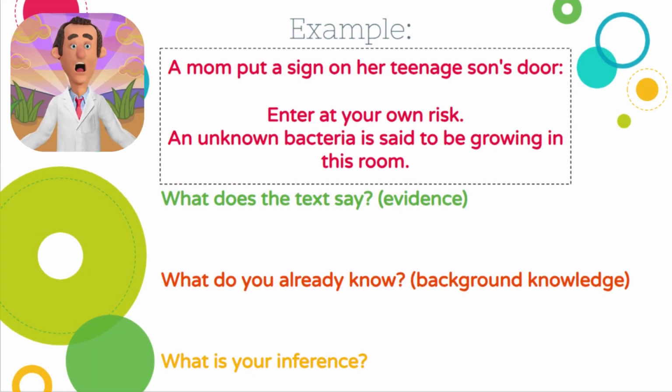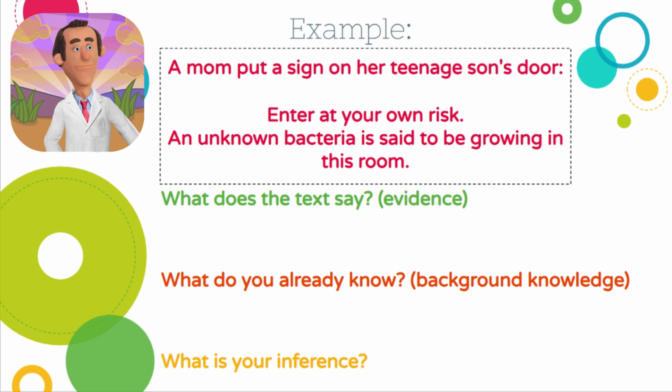Let's try another example. The passage says, "A mom put a sign on her teenage son's door. Enter at your own risk. An unknown bacteria is said to be growing in this room." So what does the text say? That is the evidence. Text says the mom put a sign on her teenage son's door. Text also says that the sign says to enter at your own risk because there's some strange bacteria growing in the room.